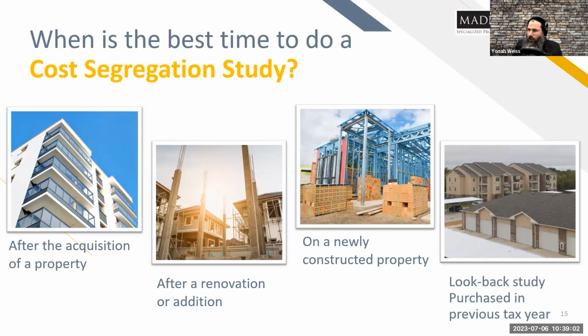Let's go to Aisha, who asked a question here in the chat. If cost seg is done for a long-term rental property that generates passive income, can the net operating loss be carried forward to offset against future ordinary active income, or will it apply to only passive income? For example, if the individual qualifies for REP or invests in short-term rentals.